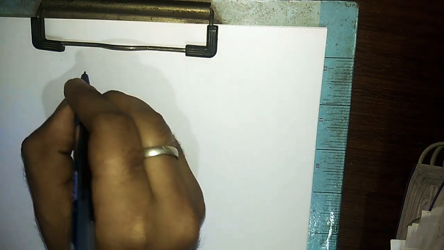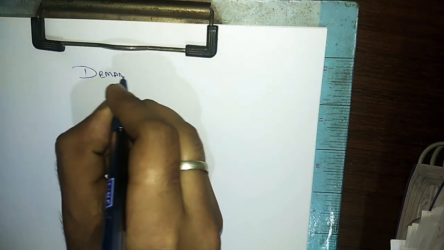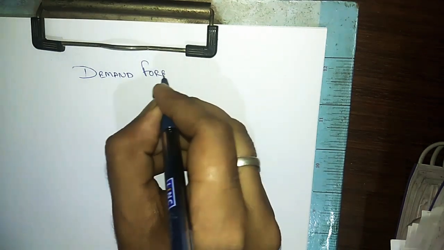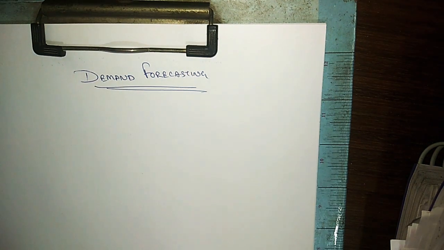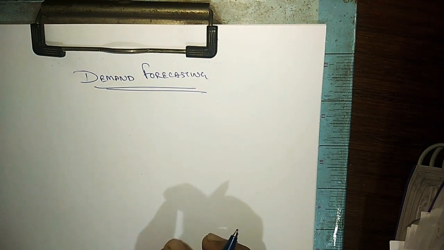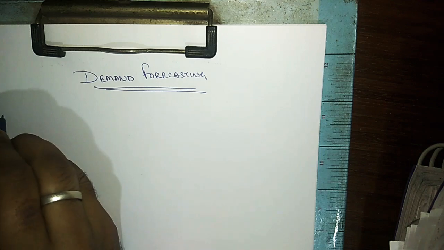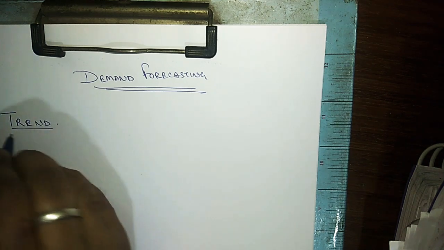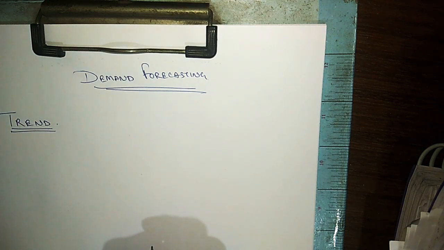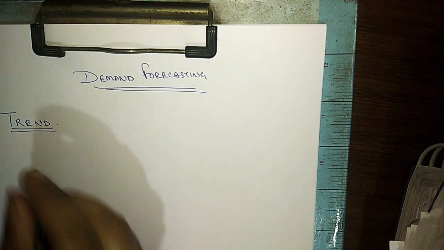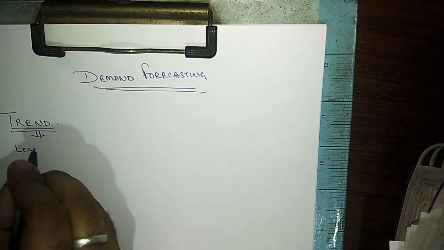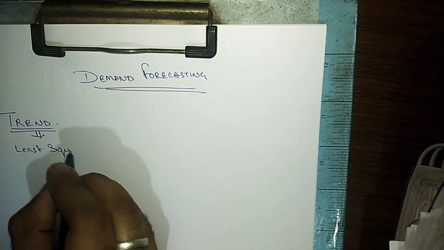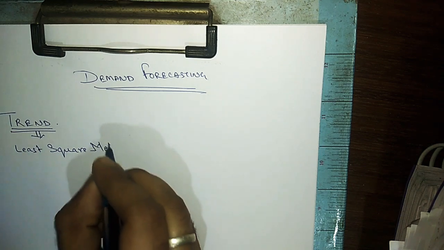Today I'm going to discuss another topic from operation management, which is demand forecasting. So firstly I will summarize the chapter a little. Here we actually calculate the trend. We do trend analysis over here, and for that we normally use least square method.